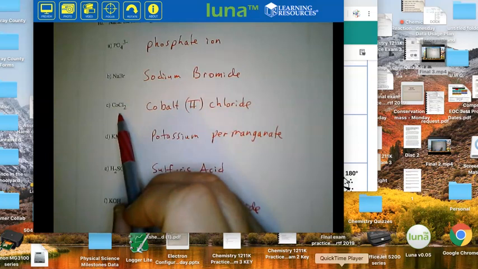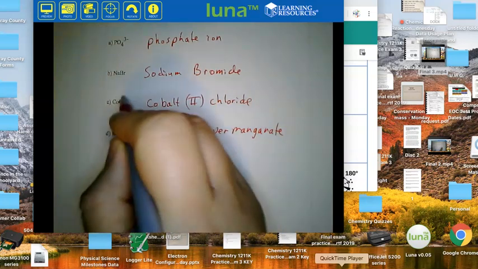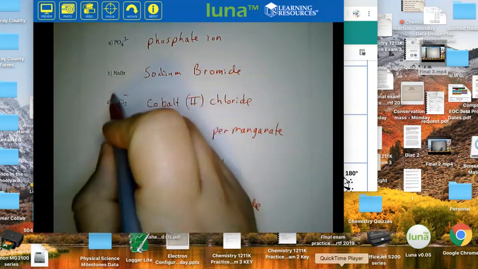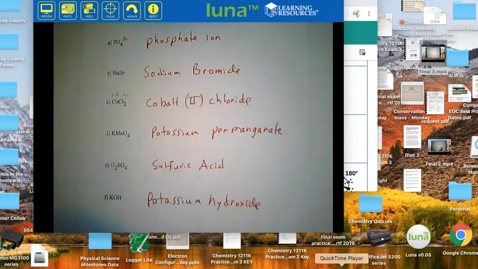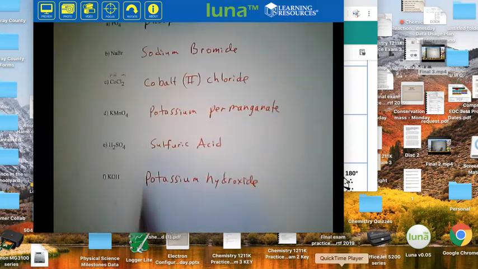There's a metal. Cobalt's a metal, but it's a transition metal, so you have to specify the charge. So that means you have to figure out what the charge is here. Because halogens are -1. 2 times -1 is -2, so cobalt must be +2 because there's one of them there. So cobalt 2 chloride is the name of CoCl2.